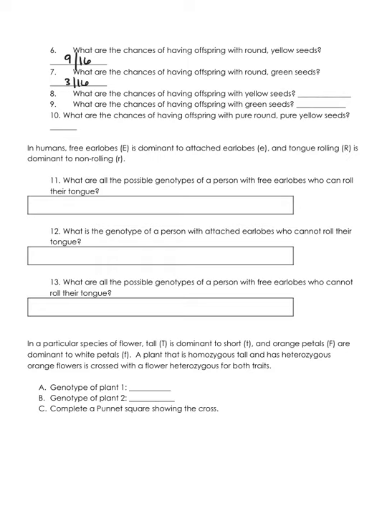Number 8 says, what are the chances of having offspring with yellow seeds? And that would be 12 out of 16 have yellow seeds. And then number 9 says, what are the chances of having offspring with green seeds? So that would be 4 out of 16 are green. And number 10 says, what are the chances of having offspring with pure round, pure yellow seeds, which means that they're homozygous for both traits? And for that, you should have found it's 1 out of 16.